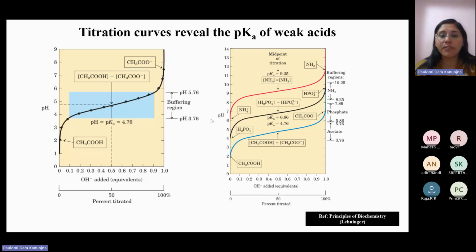You will find this buffering zone for all the biomolecules that you try to titrate. So whenever you look into a titration curve, you will see this shaded region, which is basically the buffer region, where if you keep at that pH, the pH will not change rapidly when you add H+ or OH- ions.